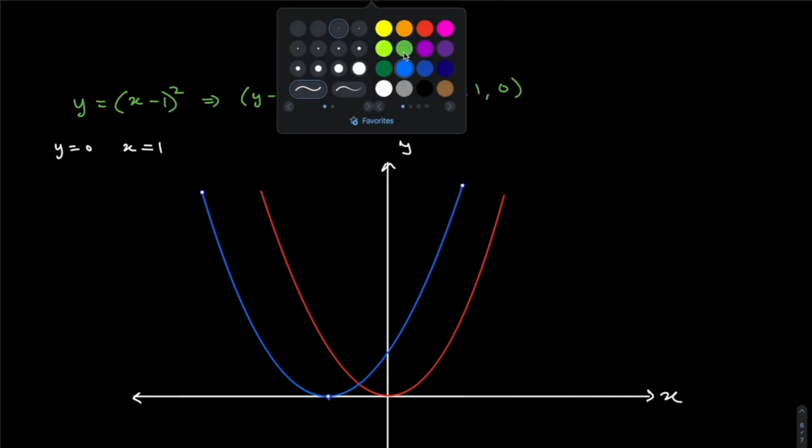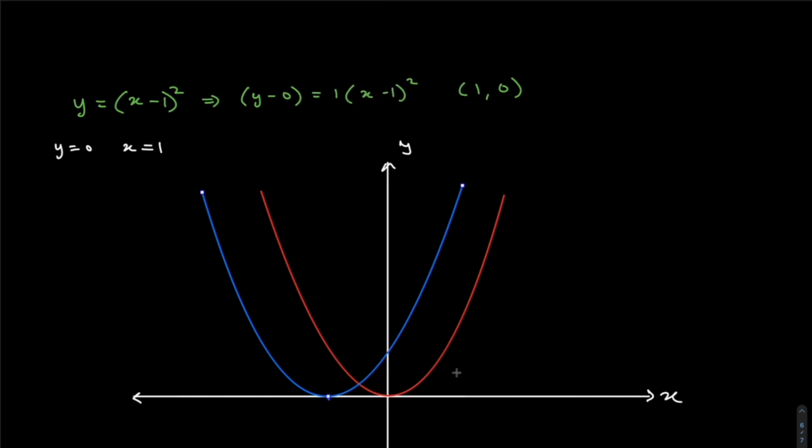Now my parabola in green will be somewhere right here. So somewhere right here, I can have my vertex. So my equation will come out to be like this. So these are the three different cases in the horizontal shift.